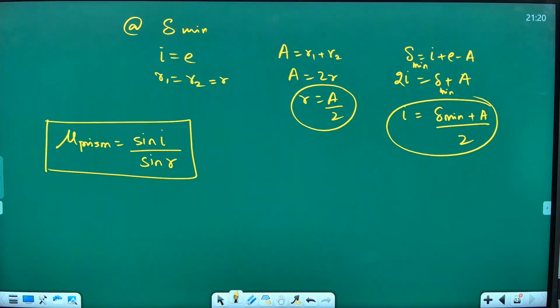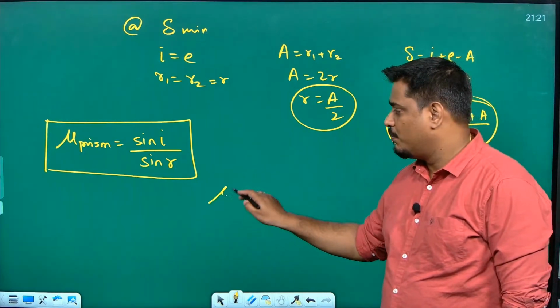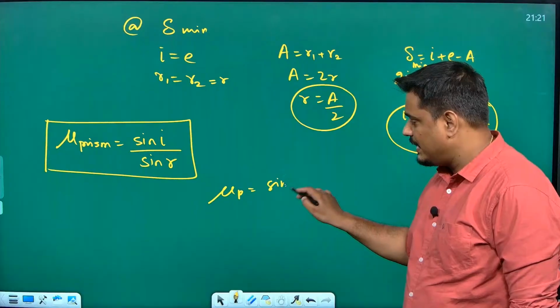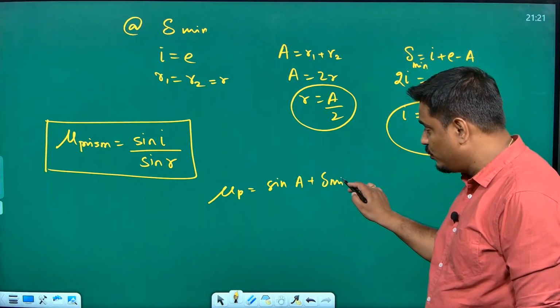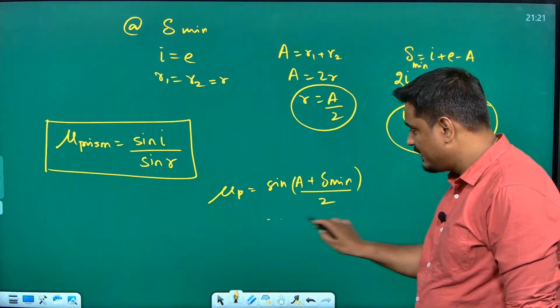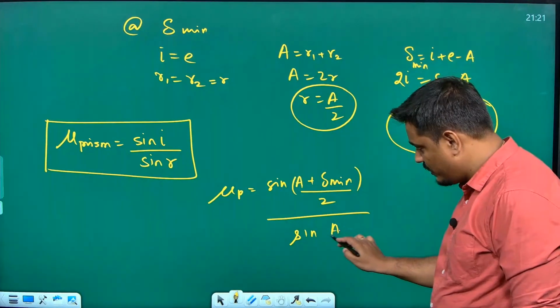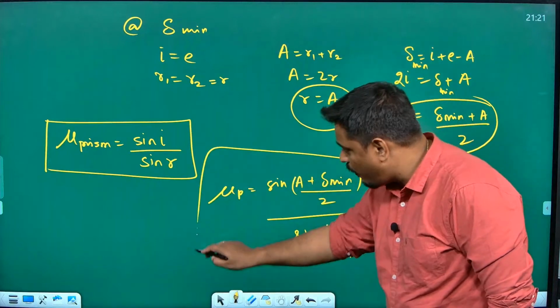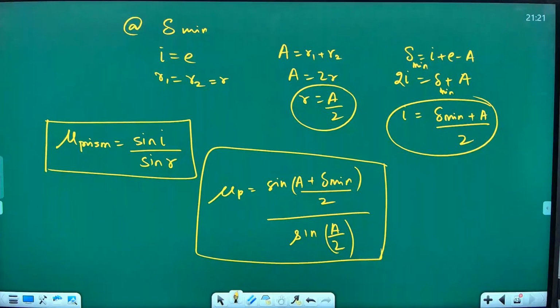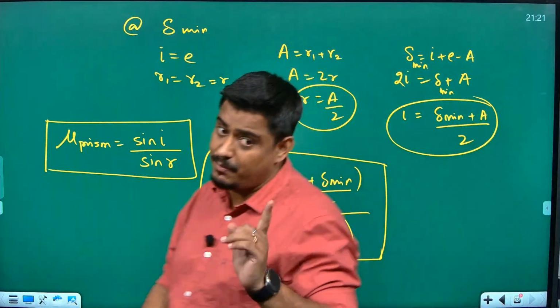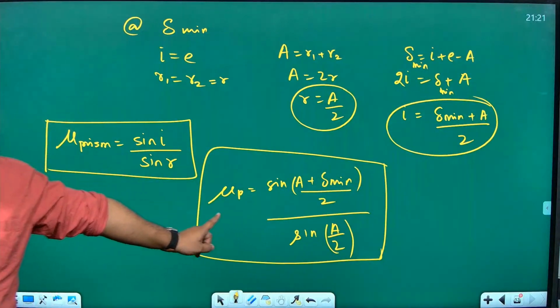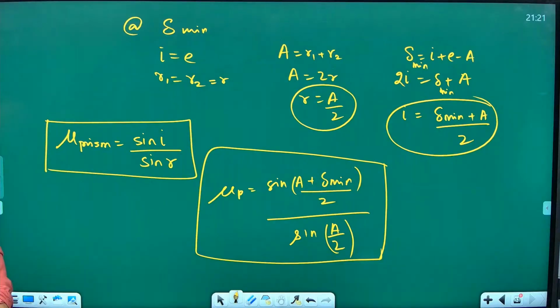I got R. So from here you get mu of the prism is equal to sin of (A plus del min) by 2 divided by sin A by 2. This is the relation of angle of minimum deviation with refractive index of prism. Very important for the examination, remember this. Mu is equal to sin (A plus del min) by 2 by sin A by 2. And very soon in school laboratory you will do an experiment based upon that, at least theoretically in school. Check your lab manual today itself, it will be there.